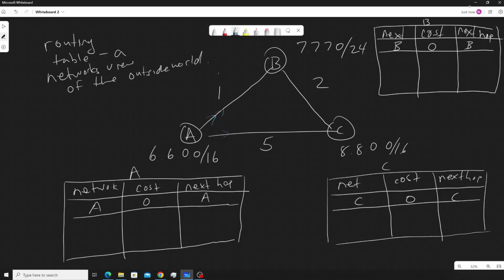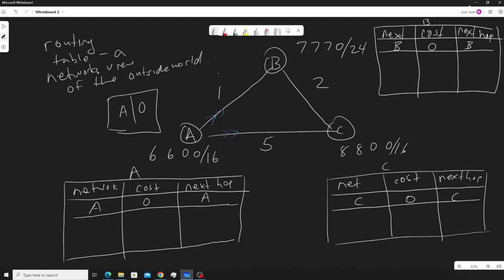Okay, now the question is, what does A share? Well, this doesn't seem to be much, but A shares what we call a distance vector, and that's where the name of this algorithm comes from. The distance vector itself is composed of the first two columns of this table, in this case, network and cost. So we have a distance vector that looks like the following: A and 0. Okay, and we're going to send this to B and C.